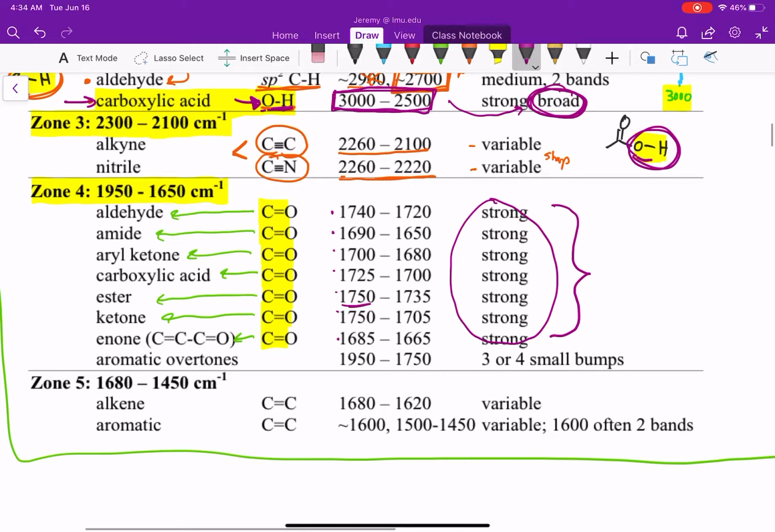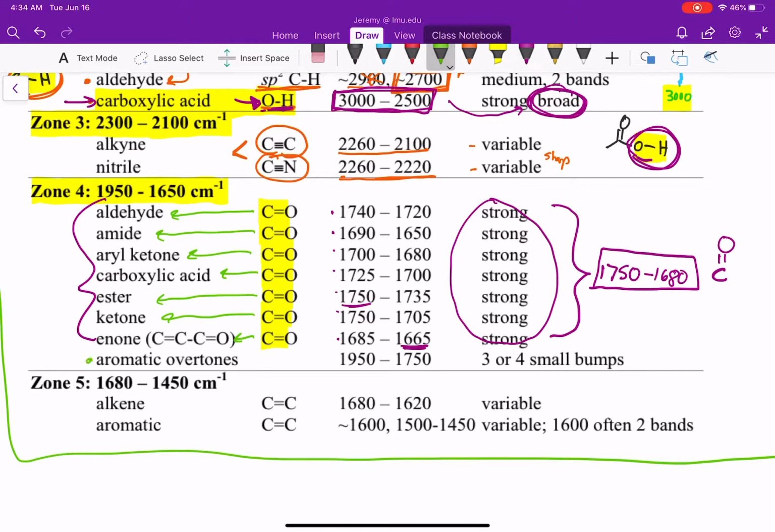Generally speaking, if we see a peak from 1750 to about 1680, we know these enones can be a little less than that, and conjugated can be a little less. But generally speaking, a peak from 1750 to 1680 is going to be a carbonyl peak. So all of these are carbonyls.